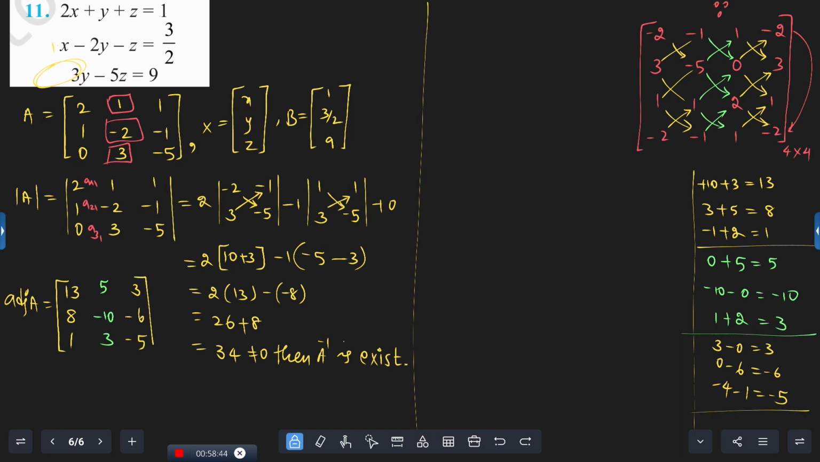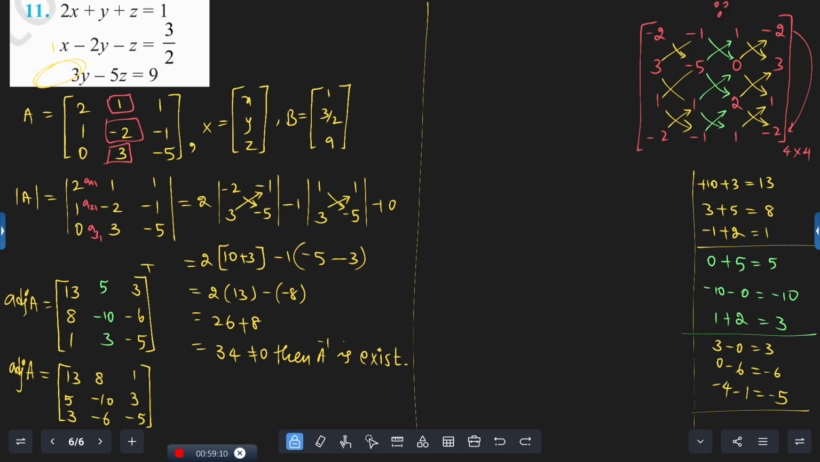This one we should take transpose. Transpose means the row we have to write as a column. So what I'm getting is my adjoint of A: 13, 5, 3, 8, minus 10, minus 6, 1, 3, minus 5. This is my adjoint A. Understand? Adjoint A I got it.